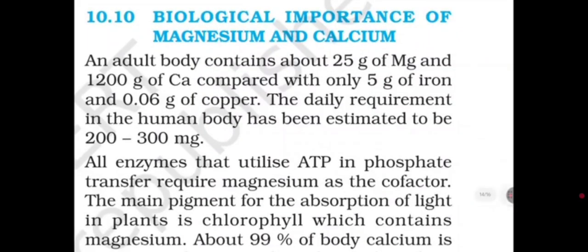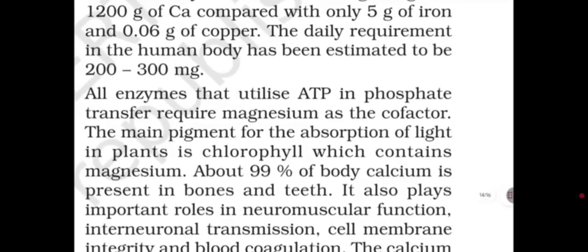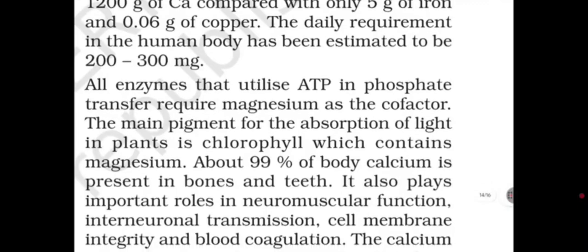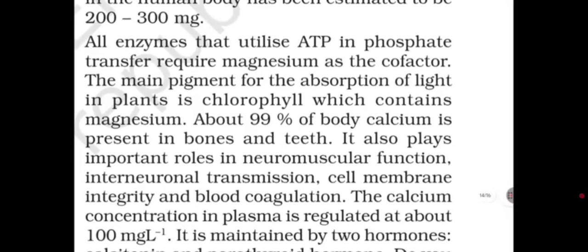Biological importance of magnesium and calcium. Next topic. An adult body contains about 25 gram of magnesium and 1200 gram of calcium compared with only 5 gram of iron and 0.06 gram of copper. The daily requirement in the human body has been estimated to be 200 to 300 mg.